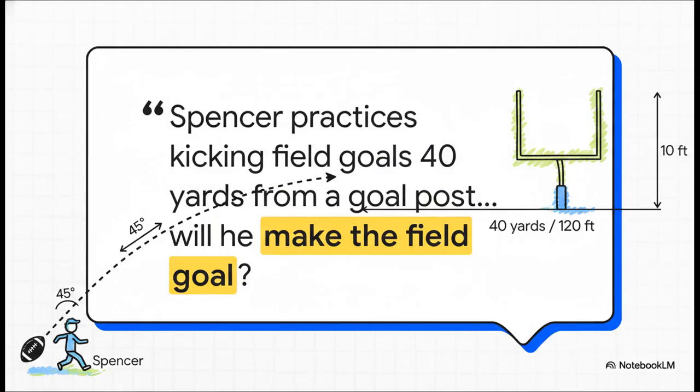So let's take this classic physics problem. We've got Spencer, and he's kicking a field goal. We know the goalpost is 40 yards away. That's 120 feet. The crossbar he has to get the ball over is 10 feet high, and we know his kick launches the ball at 65 feet per second at a 45-degree angle. So the million-dollar question is, is the kick good?